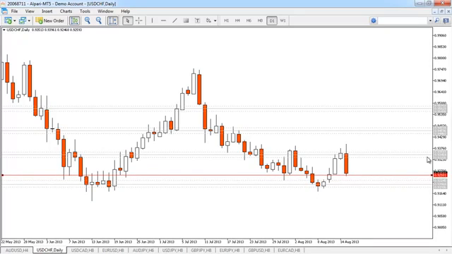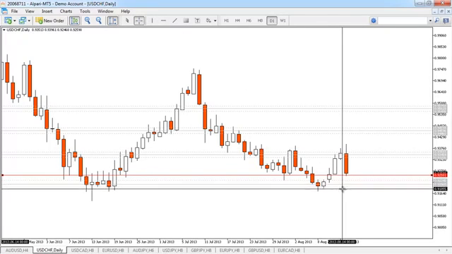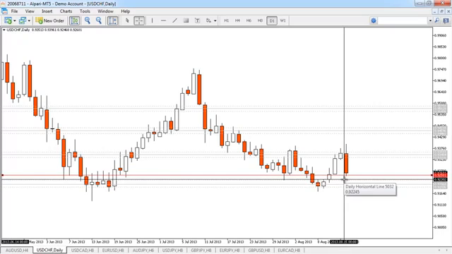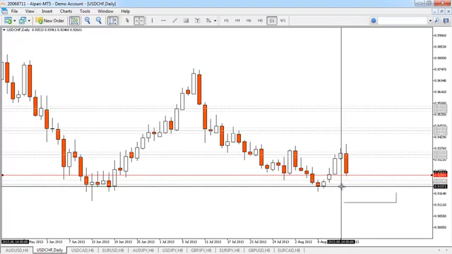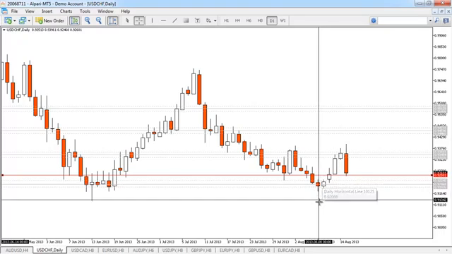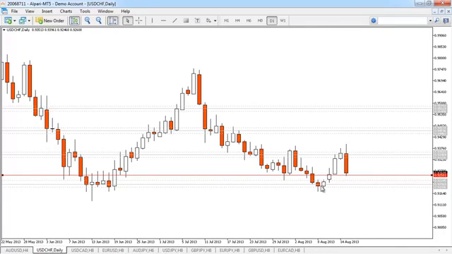There we go. So I would set this level here as my entry level. But see, the problem with entering at this point is it's way too far away from the open of the indecision candle, and it's way too far away from either of these indecision candles, because there's kind of two indecision candles here.